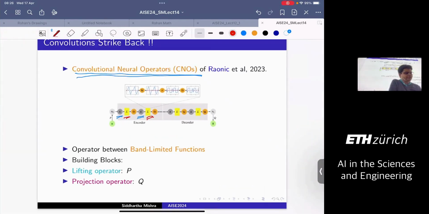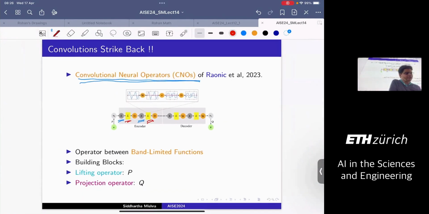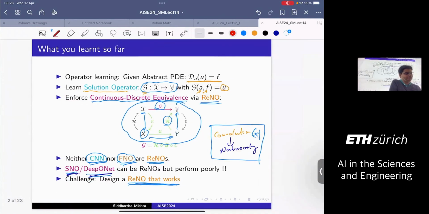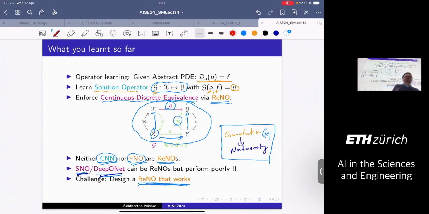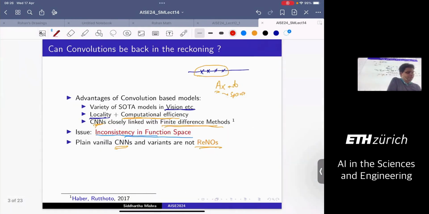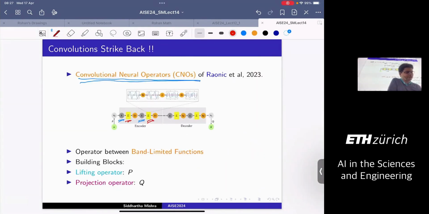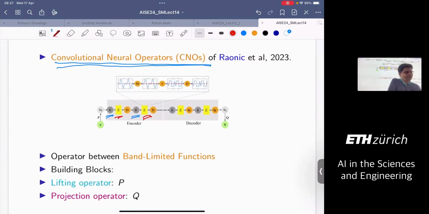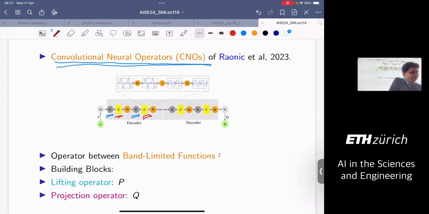Okay, so let us start with where we stand. Remember that with ReNOs, you have to work with the right kind of function spaces. The function spaces cannot be too big, otherwise we will not be able to retain the structure. This is a special case, but a very illustrative one. We are going to build an operator, let me call it G or G star. This operator is going to take functions, and these functions are going to be band limited functions.